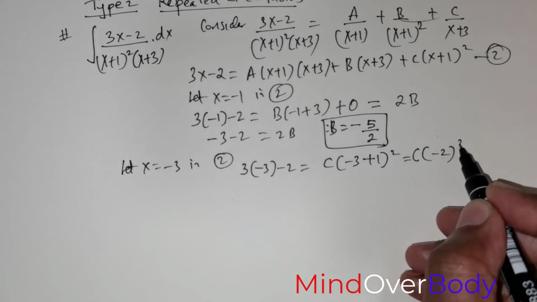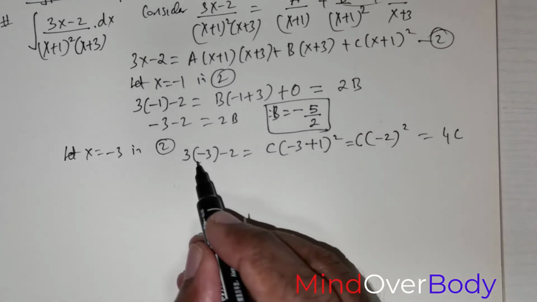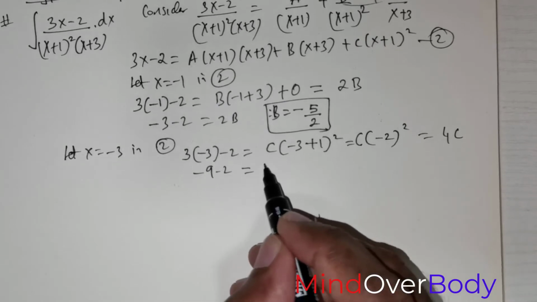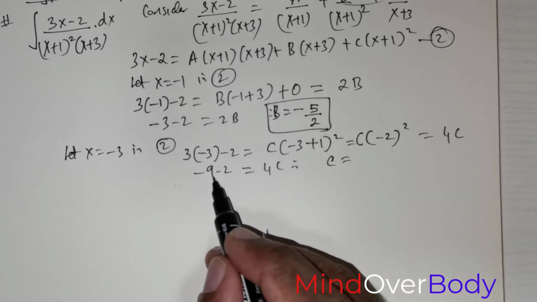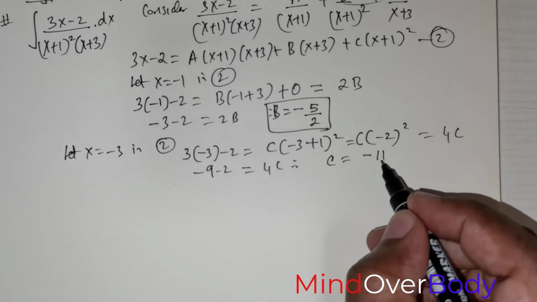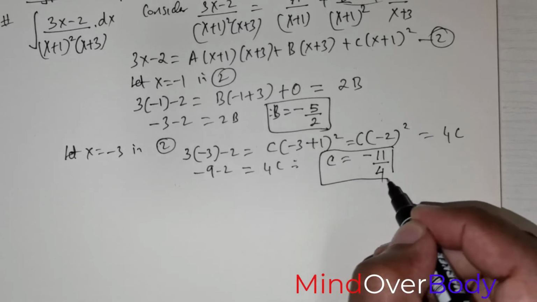You've got a c there. You raise it to the power of 2. This is going to be 4 times c. On the left side, 3 times 3 is 9 with a negative sign, followed by a negative 2. So therefore c is equal to negative 9 minus 2, that's going to be negative 11 over 4. So that's the value for c.